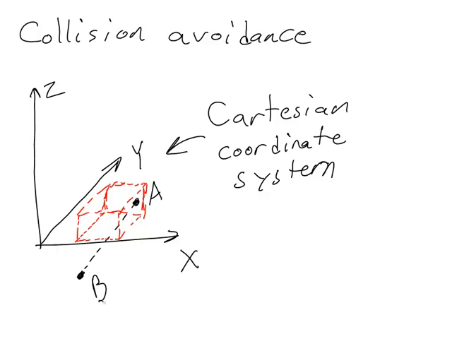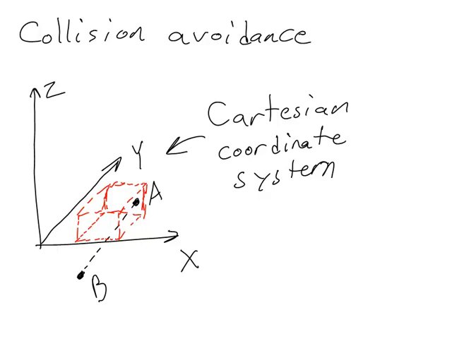Now, I want to find a path for my manipulator to take between points A and B that allows it to not collide with the box in the Cartesian coordinate system. So, in this problem, I'm not going to assume that I know ahead of time that the path should be a half circle or a parabola or something like that. I just want to find some path between A and B that allows my manipulator to not collide with the object in the space.